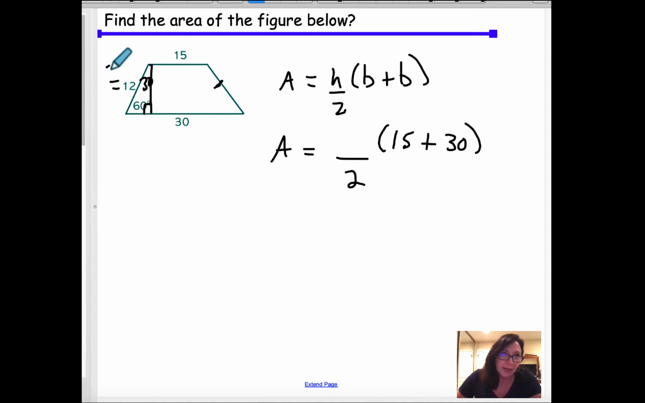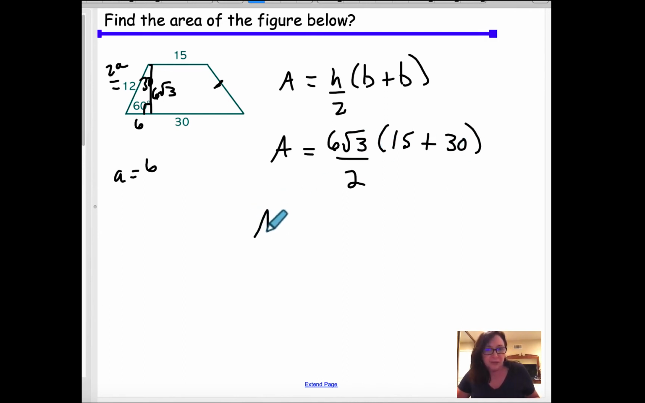Across from the 90 is 2a, which would mean a is 6. And what that means is a is across from the 30, so that would be 6. And then across from the 60 degrees is a root 3, which would be 6 root 3. And so that right there, from the special right triangle 30-60-90, is my height. So I'm going to put that in here as 6 root 3.